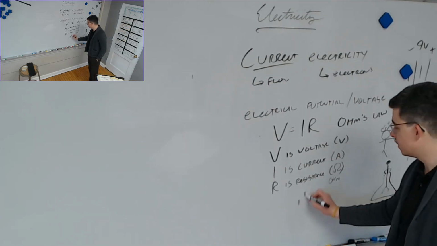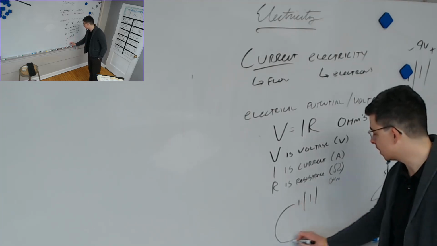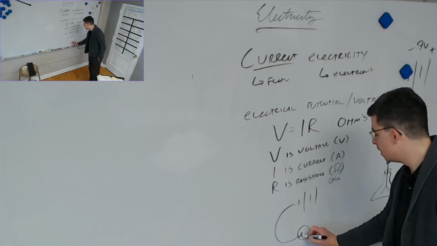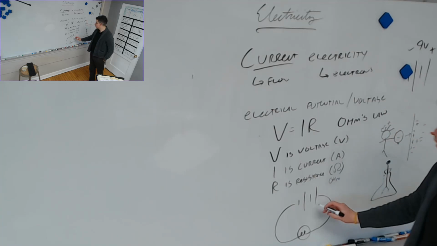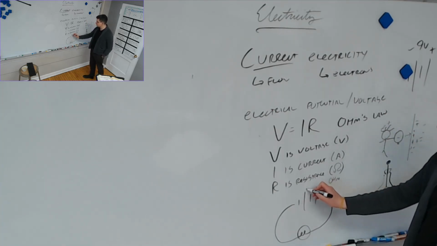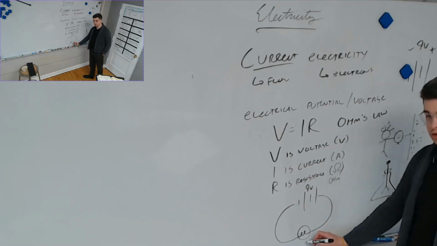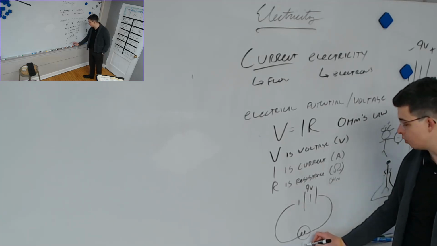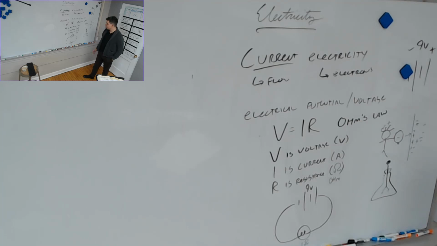So in our very simple circuit with a single load and a wire, we have some voltage, we'll say 9 volts. We have some resistance, we'll say 1 ohm in the light bulb. And then we can measure the current.